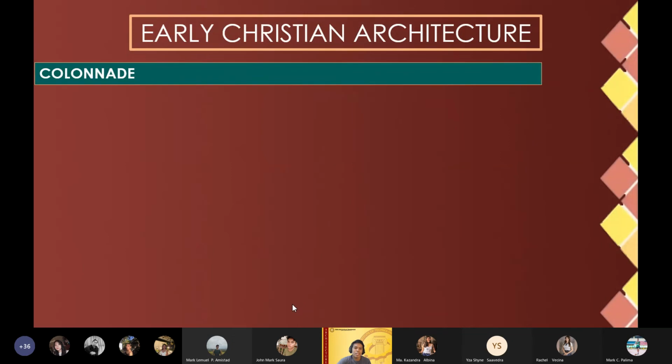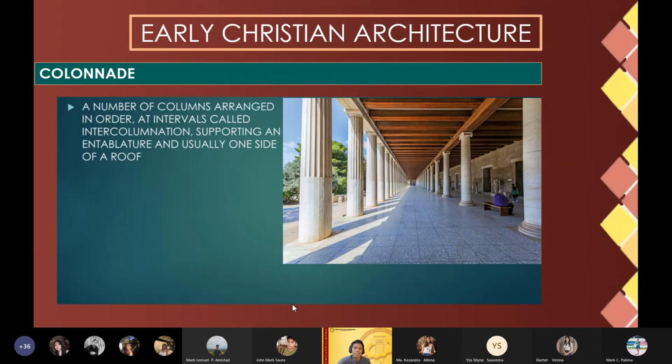Another term, we have colonnade. A colonnade is a place wherein makita kag daghan kayong columns. If naay place nga makita kag daghan kayong columns, colonnaded area na siya. You're surrounded by a lot of columns.